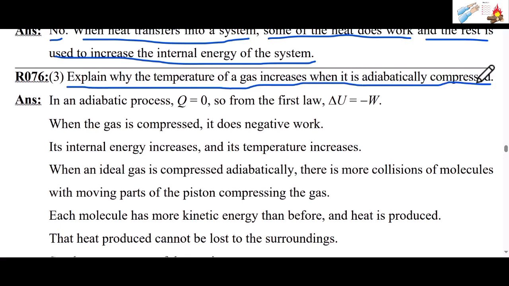In an adiabatic process, Q is equal to zero. So, from the first law, delta U is equal to minus W.